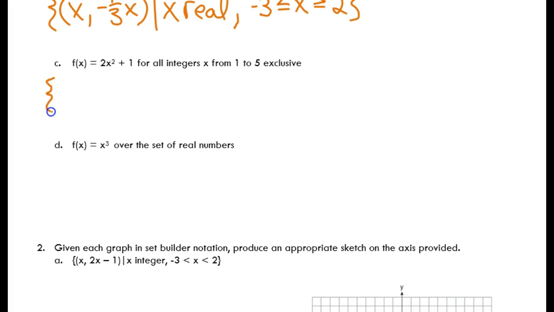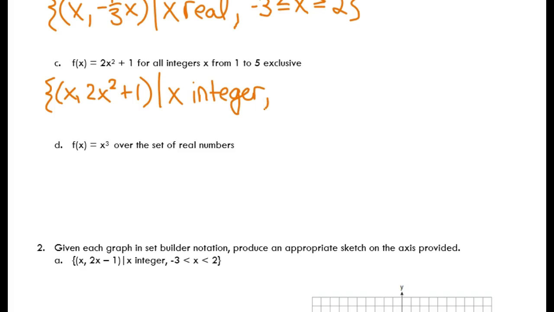Again, we want to start the same way, x comma 2x squared plus 1. You can see this is not super exciting after you know what to do. Such that, or where x is an integer this time. So if you were to graph this, you actually couldn't connect the dots. That's a weird thing. You couldn't connect the dots because in between those 1s, 2s, and 3s are decimals and they're not integers.